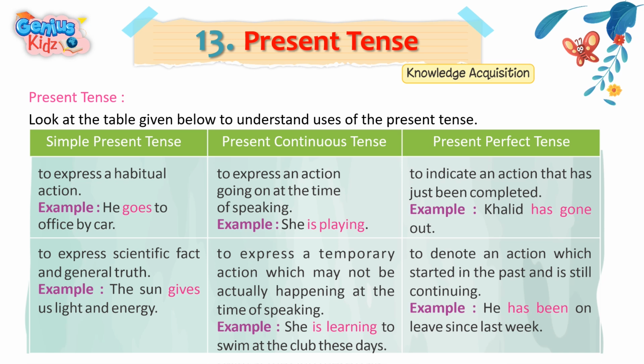To express scientific fact and general truth. Example: The sun gives us light and energy. To express a temporary action which may not be actually happening at the time of speaking. Example: She is learning to swim at the club these days. To denote an action which started in the past and is still continuing. Example: He has been on leave since last week.